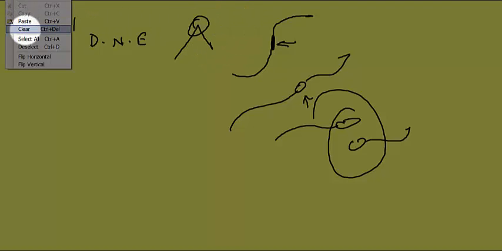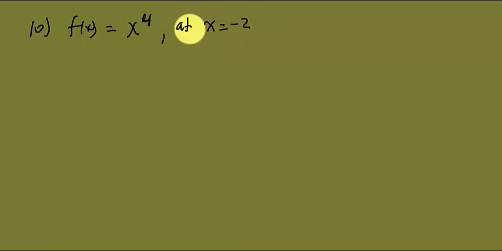Alright, so let's go ahead and find the derivative using the long method. Tomorrow we'll show you the shortcut. But right now, this is number 10. f of x is equal to x to the fourth. And then they want me to find the slope of the curve at x is equal to negative 2.